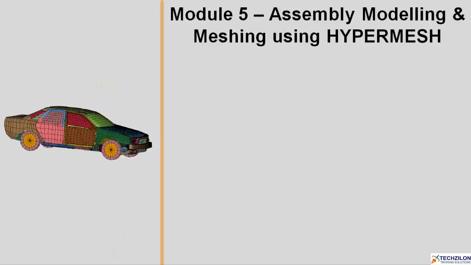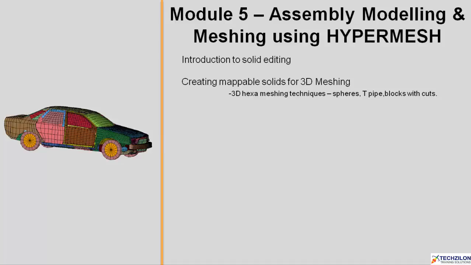In Module 5, you will learn about assembly modeling and meshing using HYPERMESH. You will be introduced to solid editing, and then you will create mappable solids for 3D meshing. Under this, you will learn 3D hexa meshing techniques for sphere, T-pipe, block with cuts, 3D hexa meshing of door hinge bracket, 3D hexa meshing of a control arm, and brick meshing of a solenoid body.